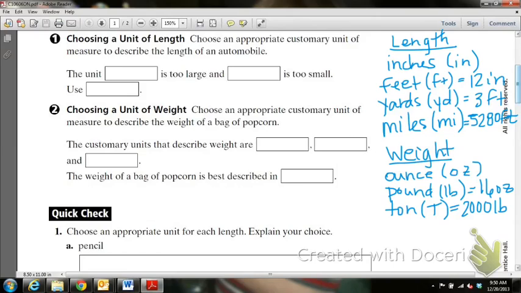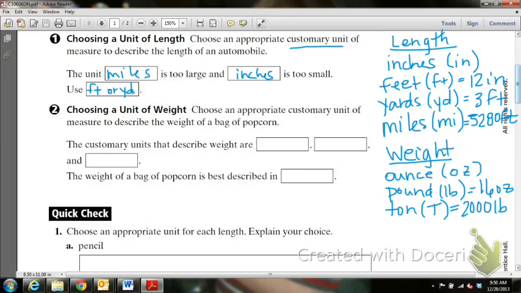Okay, so let's look at these two units. I'm choosing a unit of length. Choose an appropriate customary unit of measure to describe the length of an automobile. Well, inches is too short. Oh wait, whoops, they said too large. Okay, miles is too large to measure a car in, and inches is too small. So I would say you could measure a car in feet or yards.